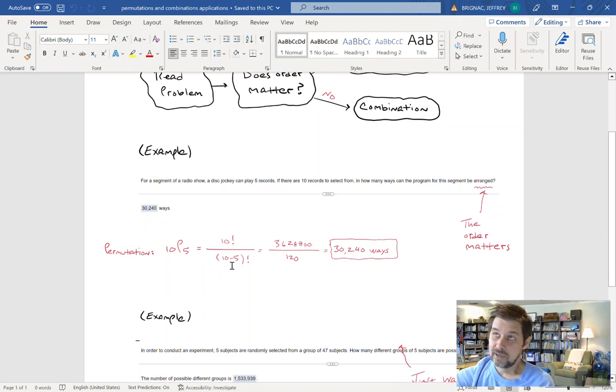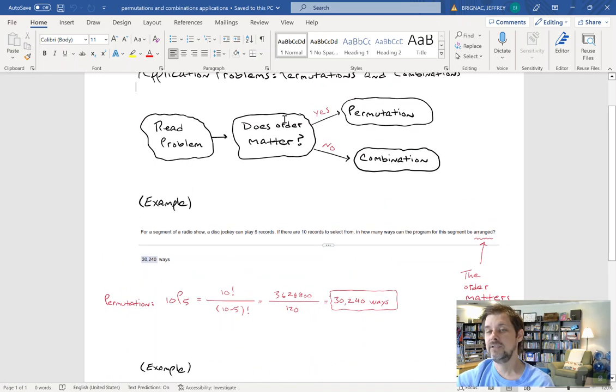10 minus 5, well, that's just 5 factorial, I get 120. If I divide it, there's 30,240 ways that could happen. I mean, I take 10 songs, pick 5 of them, arrange them any different way, you'll get like 30,240 ways that arrangement could take place, where the order makes them all different.